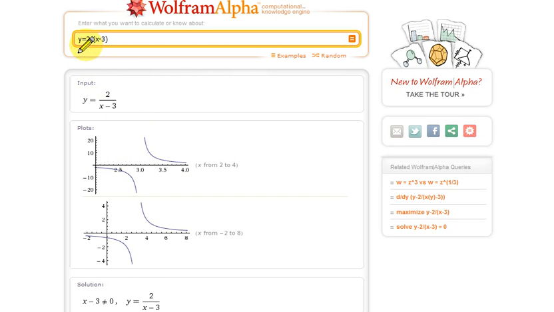If you want to graph it, you can go to wolframalpha.com and type in y equals 2 over x minus 3. You need to bracket x minus 3, hit return, and you get a graph here, and the vertical asymptote is at x equals 3. So both sections of the graph have identical shapes. So this is a better picture than what I drew.